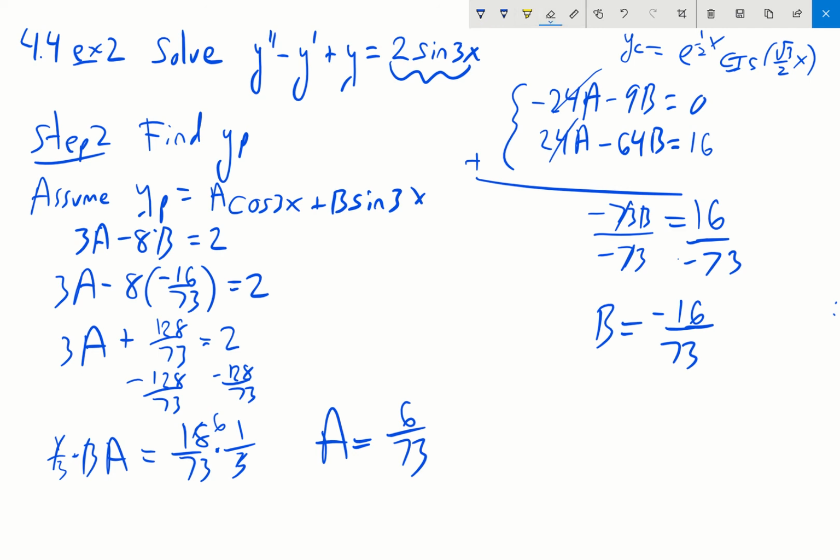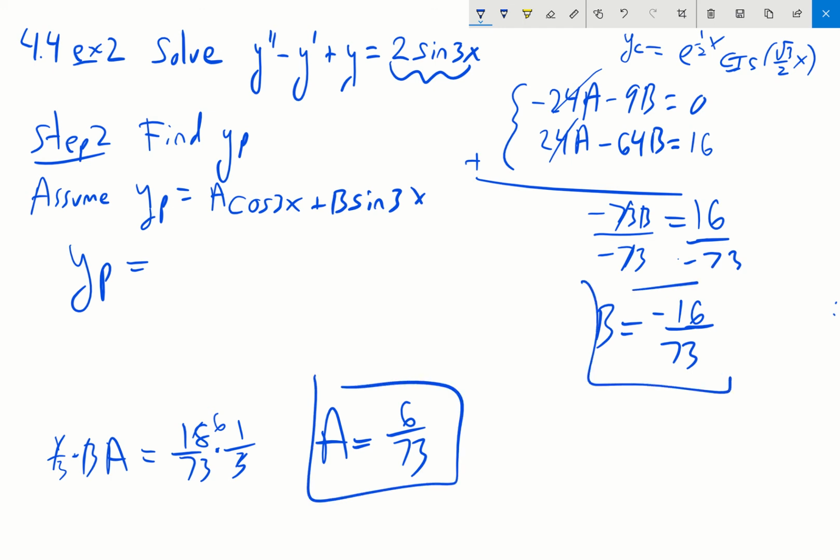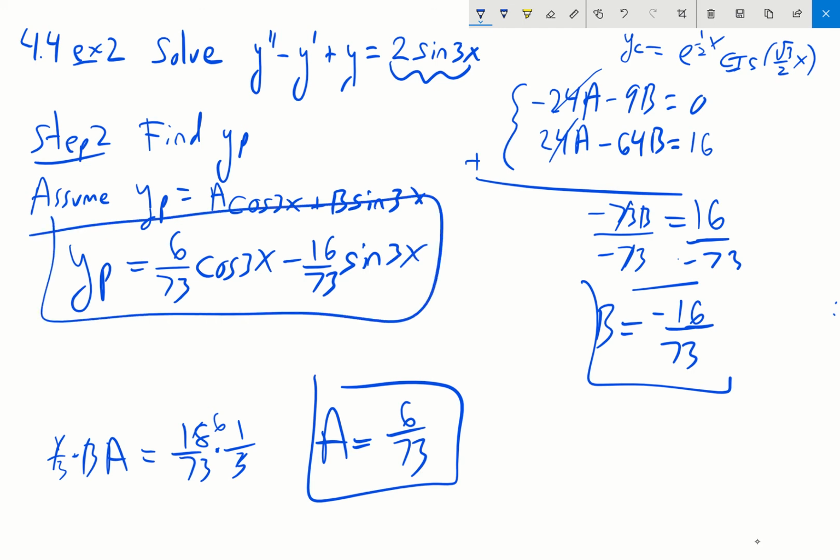And now we have found our particular solution. So y sub p, remember going back to when we defined it, it was of the form a cosine 3x plus b sine 3x. A is 6/73 and b is negative 16/73. Therefore, our particular solution is 6/73 cosine of 3x minus 16/73 sine of 3x. And so that gives us our particular solution.